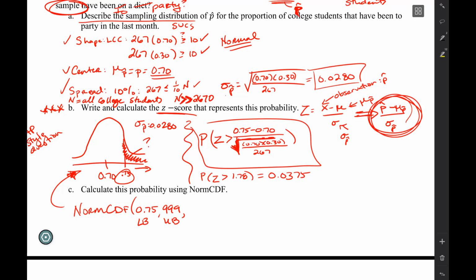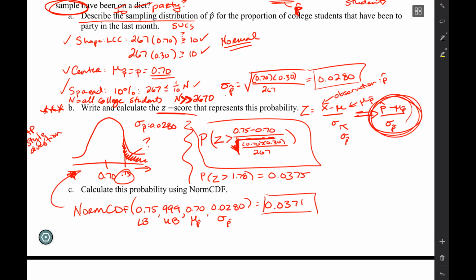And then we say, well, what was the mean? The mean was the number that was in the middle, and that was the 0.70. That's mu sub p hat. And then we need to enter in the standard deviation. This is where we can actually enter in the calculation that we did before. So that's sigma sub p hat. Okay, punching this into our calculator, we get something very, very similar to what we saw by using the z-table. That's always a little bit different just due to rounding error, but we get 0.0371.